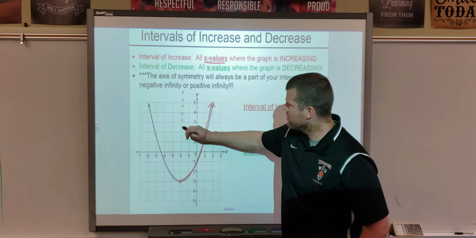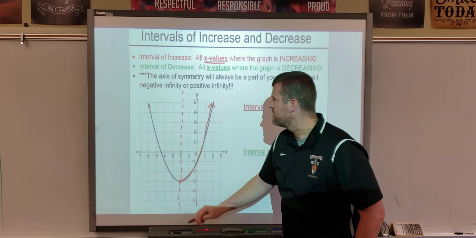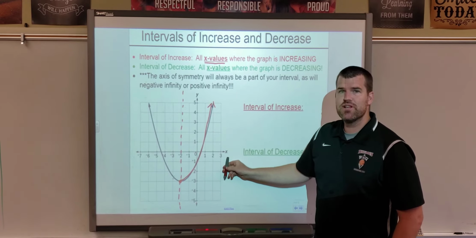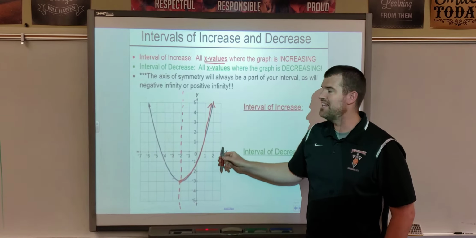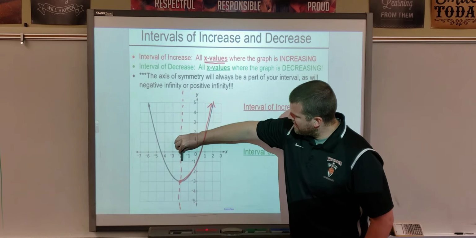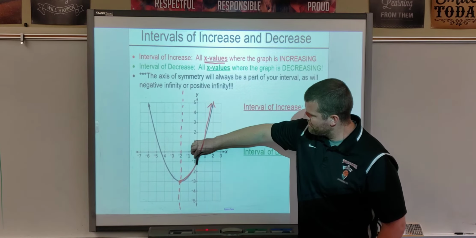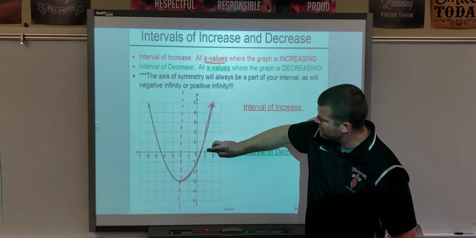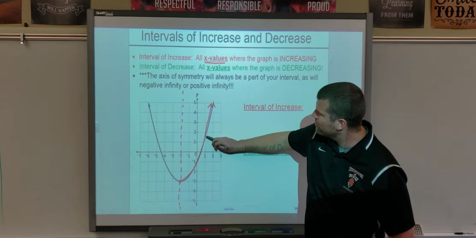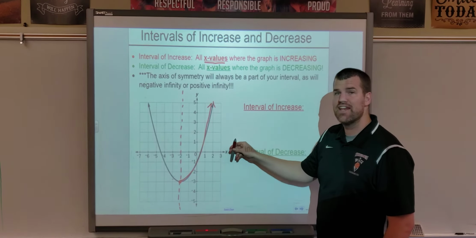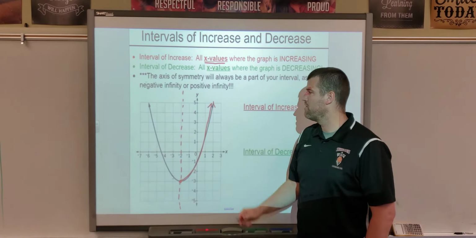So if I draw my line of symmetry, right? Everywhere to the right of my line of symmetry, the graph is going up. It is increasing. At -1, if I go to the graph, it is increasing. If I go to 0 and I go to the graph, it is increasing. If I go to an x value of 1, the graph is increasing. So no matter where I'm at, to the right of -2, this graph is going up.